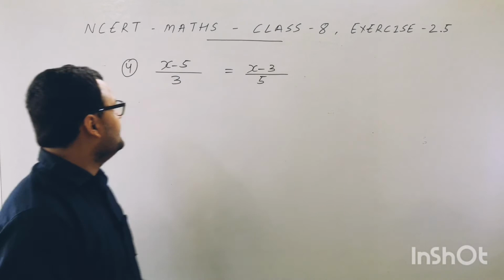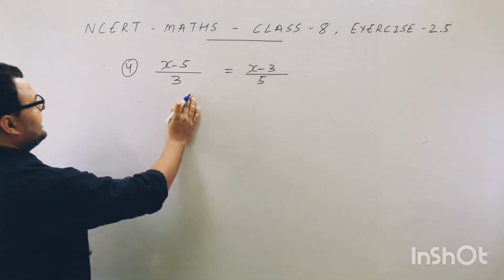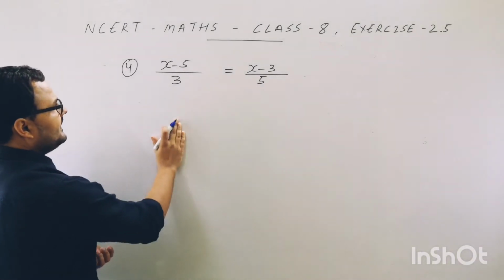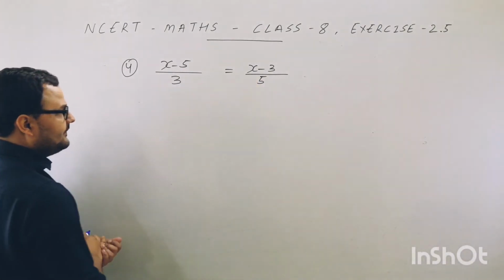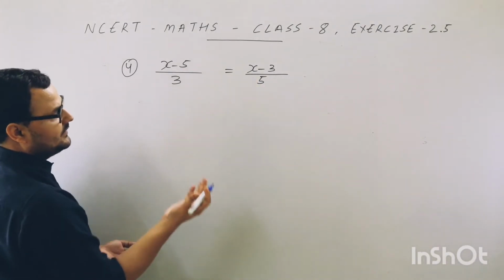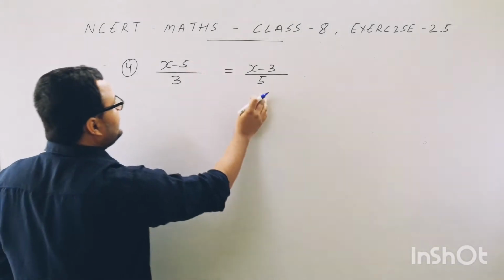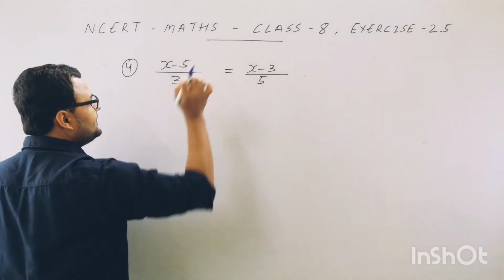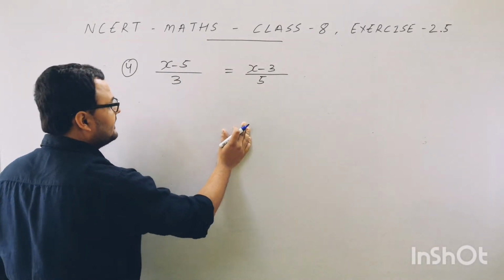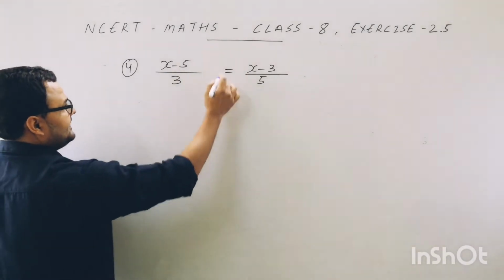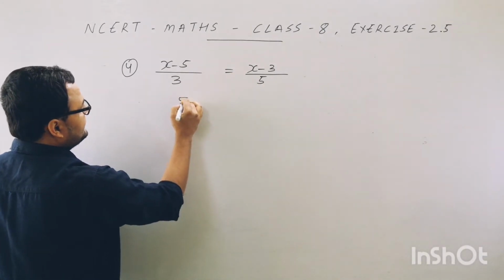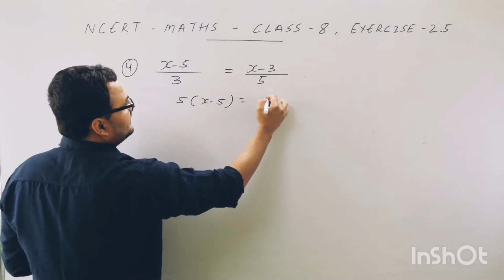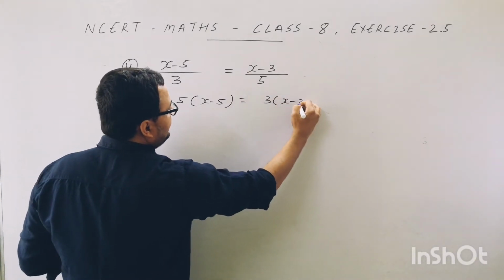Now we have question number 4. x minus 5 by 3 equals x minus 3 by 5. What can we do? We can find the LCM of 3 and 5, that will be 15. That also we can do. But when we have an equal sign and get this type of question, always do cross multiplication. That will be easy. Cross multiplication means this into this. It means 5 into (x minus 5) equals 3 into (x minus 3).